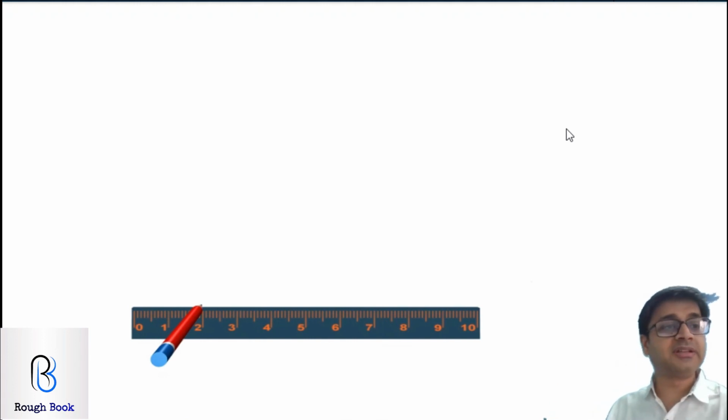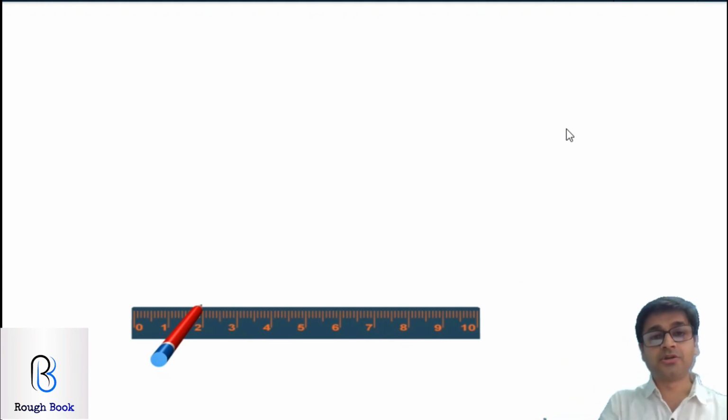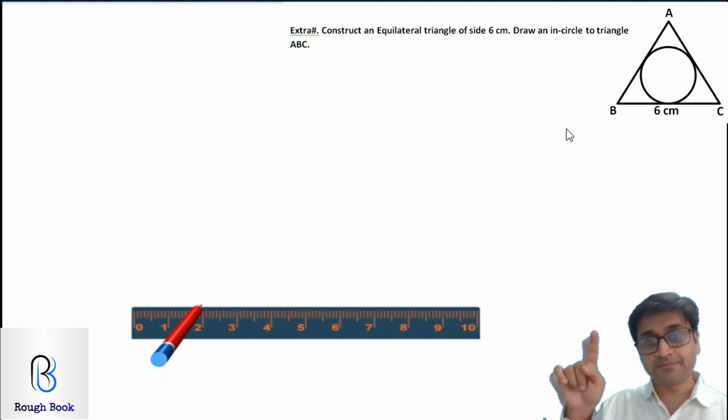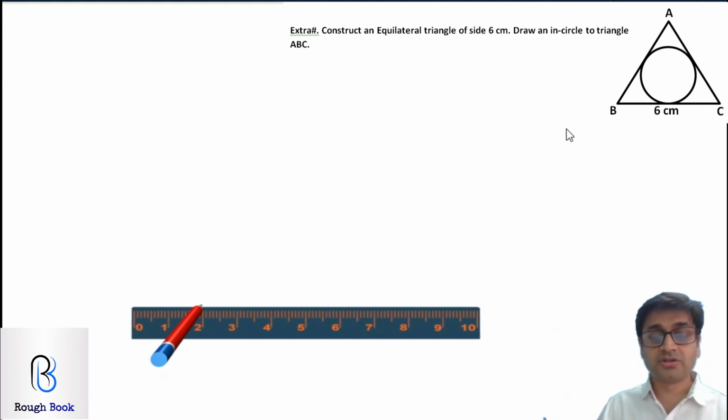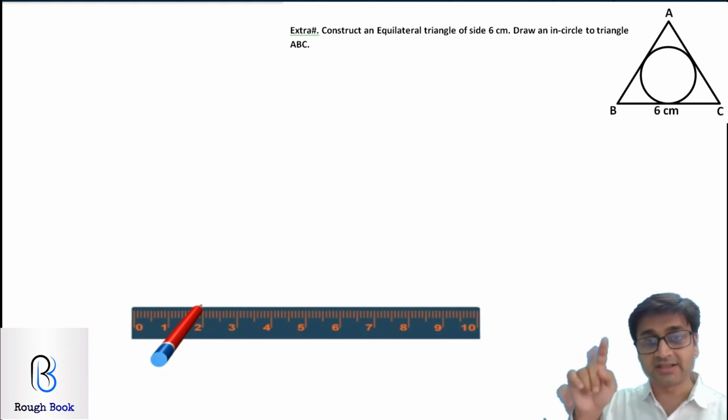Sum number 14 says, construct a circle inscribing an equilateral triangle with side 5.6. So I have modified this question slightly. You can say that construct an equilateral triangle of 5 centimeters, and then draw an incircle. Can you see the question on top? Okay, there you go. So let's see how we can construct this. I'm sure everyone can manage the triangle at least, the equilateral triangle of 5 centimeters.